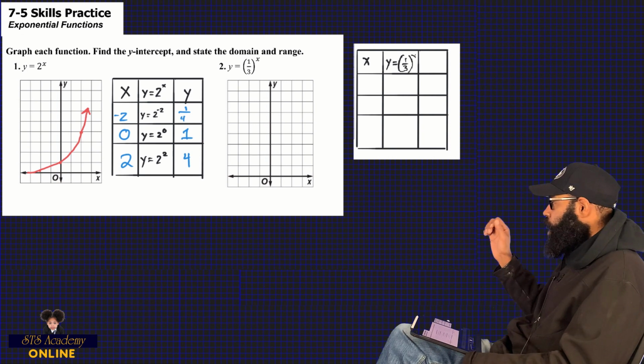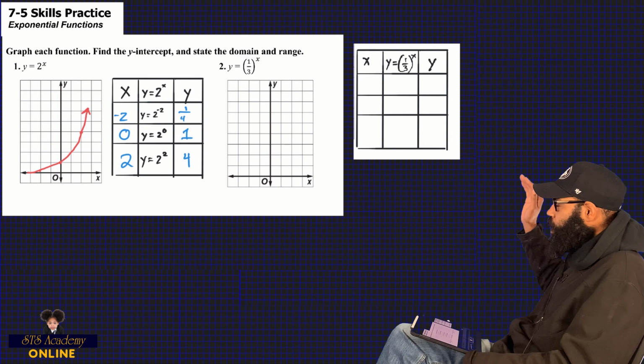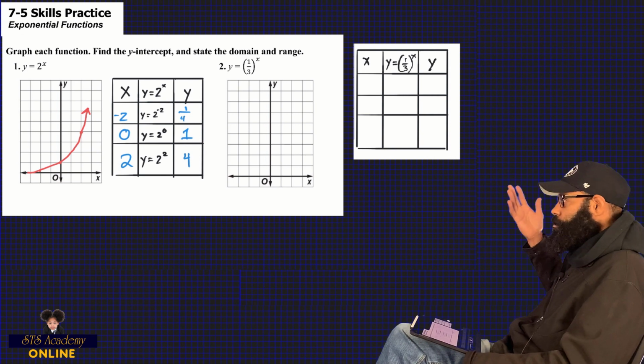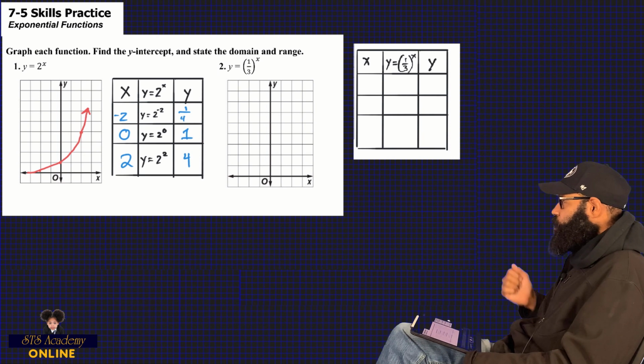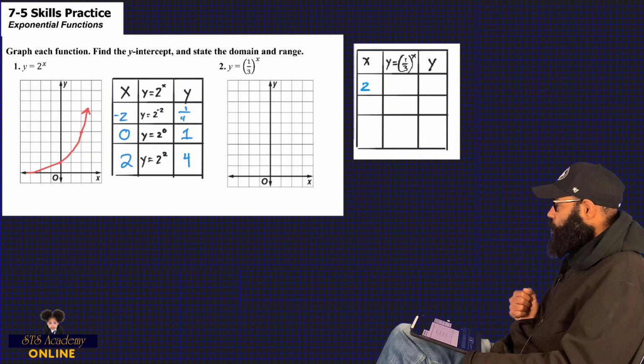Concepts. Let's get these other points because we got a groove going here. When I say we got a groove going, I'm literally saying we know what to do. Let's plug in a value for x. So we plug in 2. So what do we have?